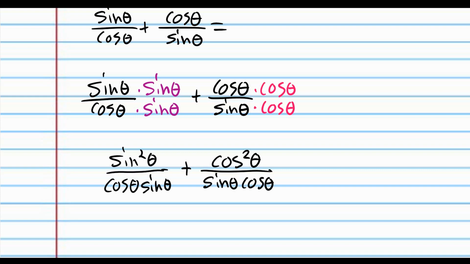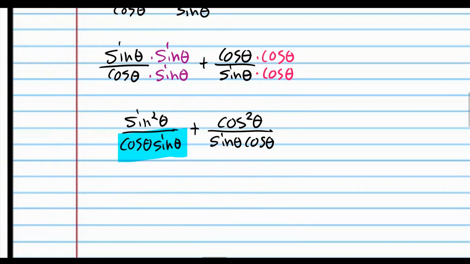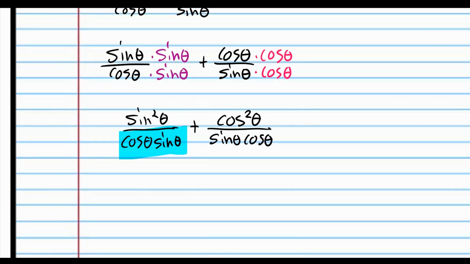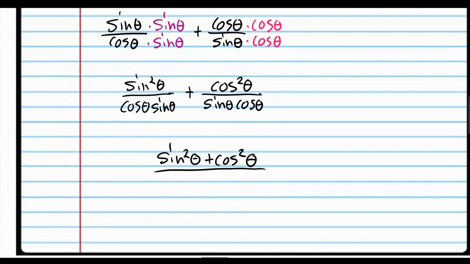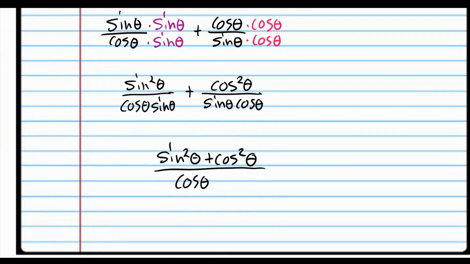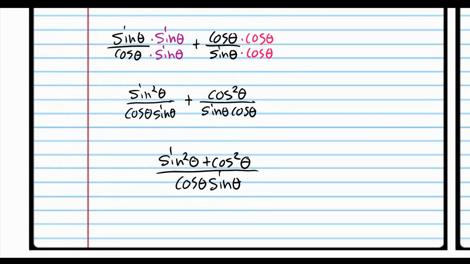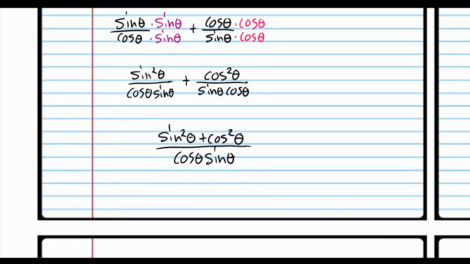And remember, because of the commutative property of multiplication, these denominators are the same. So even though the order is different, they're the same denominator. So that means that we can add them together. The denominator stays the same. We just add the numerators, and as you can probably tell, sine squared theta plus cosine squared theta is 1.